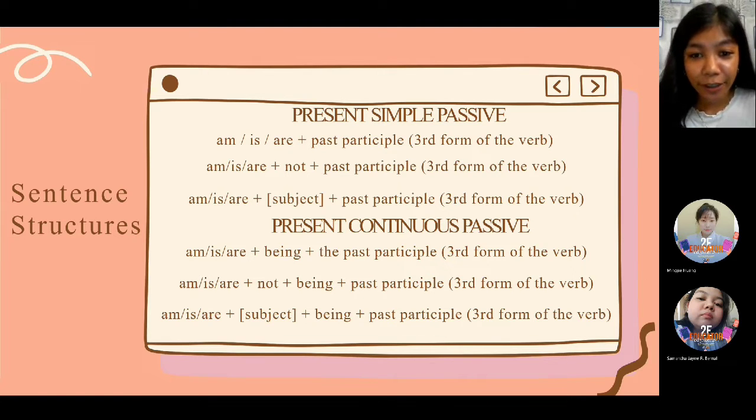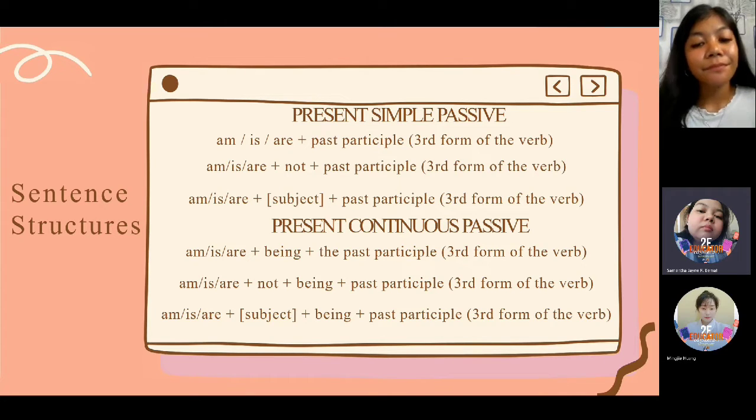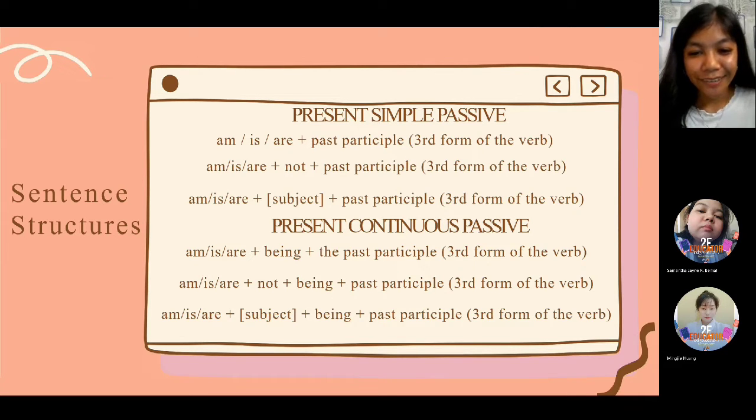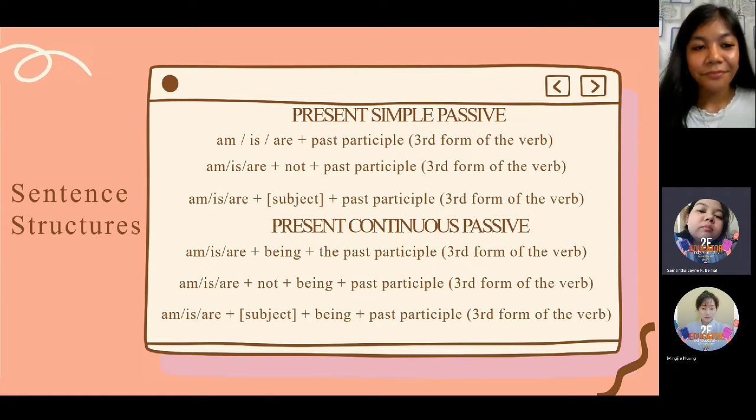How about our present continuous passive? Miss Bernal, can you please read? Am, is, and are, plus being, plus past participle. Am, is, are, plus not, plus being, plus past participle. Am, is, and are, plus subject, plus being, plus past participle. Okay, thank you, Miss Bernal.